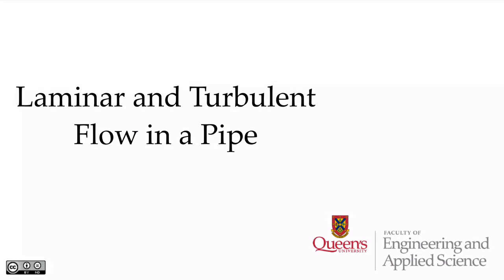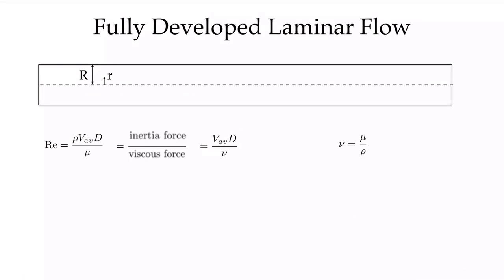In this video, I'm going to discuss laminar and turbulent flow in a pipe. We're going to look at some of the physics of laminar and turbulent flow, talk a little bit about the transition between laminar and turbulent flow, and talk about an oil line experiment which can be used to measure the pressure drop in laminar and turbulent flows, as well as to see some of the features of laminar and turbulent flow.